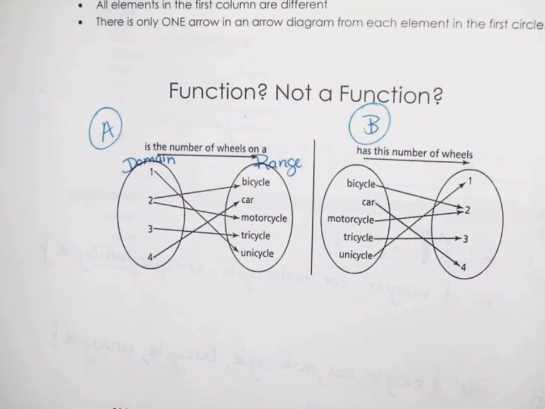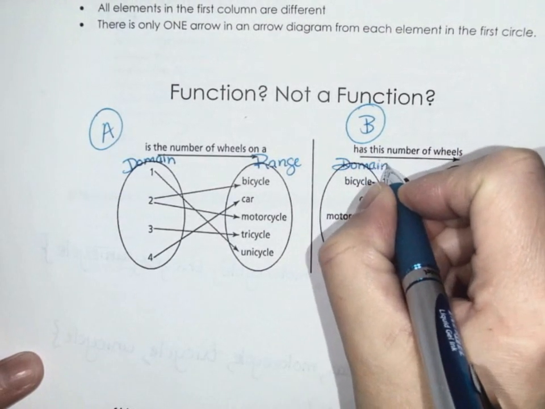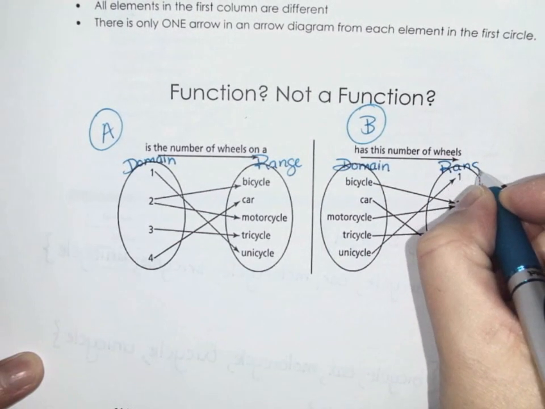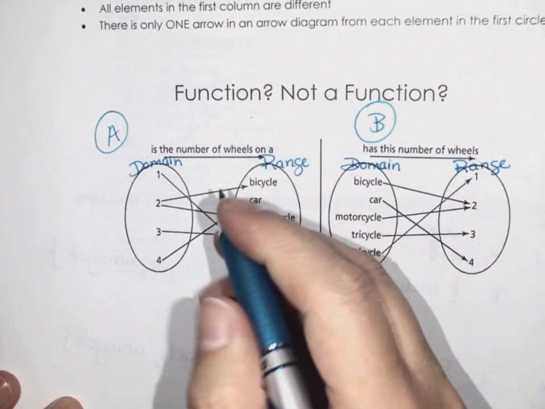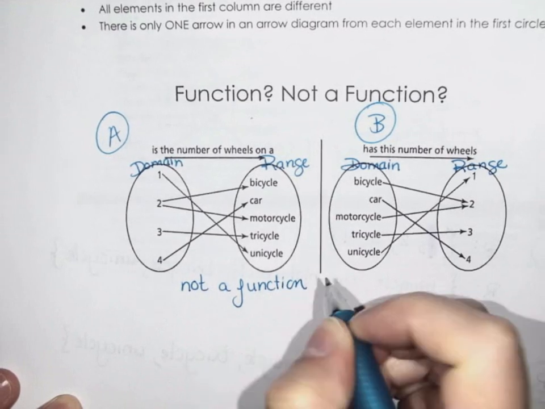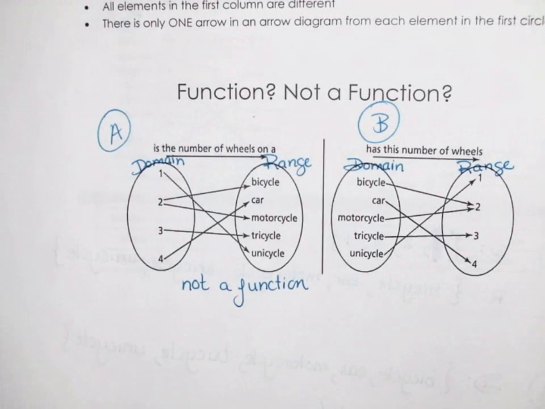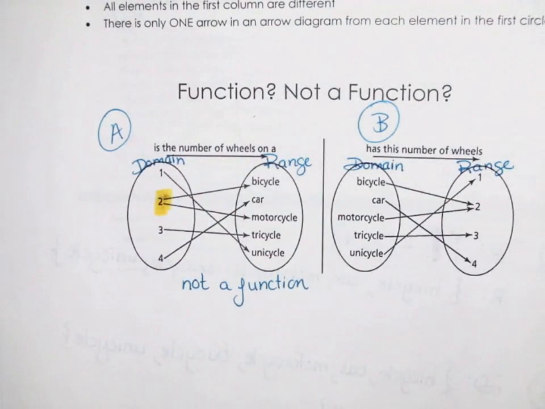Set number B is the function. And how did you figure that out? You looked at the domain values, and noticed that no two arrows come out from the domain. Right. So this one here is not a function because of this right here. How many arrows leave the number 2? Two. So that means that it gets repeated.